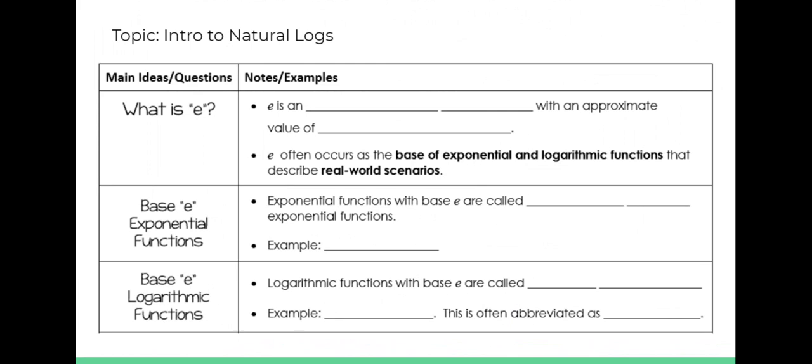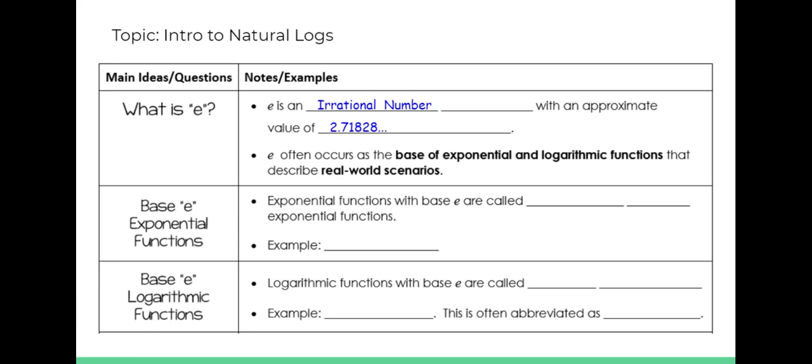First off, what is e? e is an irrational number with an approximate value of 2.71828... So e is an actual number that shows up in nature. That's part of why it's part of the natural logs, and it has a value. Being an irrational number, it doesn't repeat decimals and it does not terminate. e often occurs as the base of exponential and logarithmic functions that describe real-world scenarios.